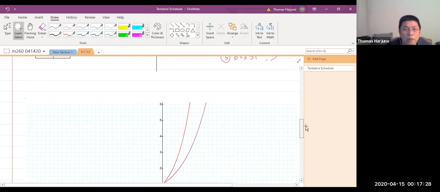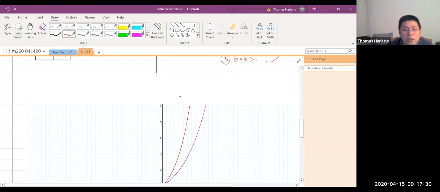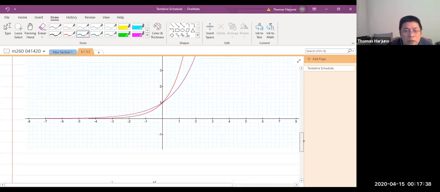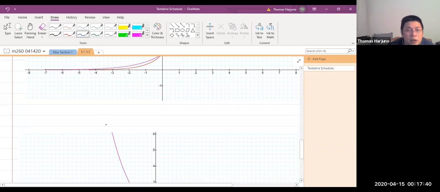Go back here, let me put some notation. This is y equals 3 to the x, and this is y equals 2 to the x. The graph here is y equals (1/2) to the x. Notice that if the base is between 0 and 1, then the graph is decreasing.